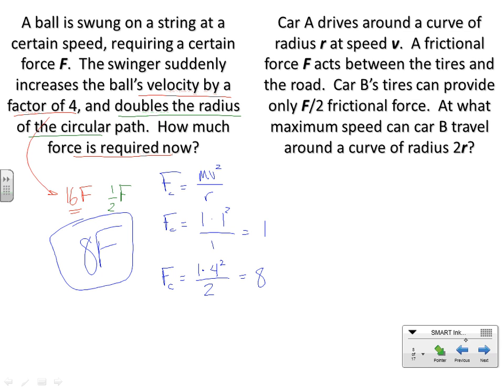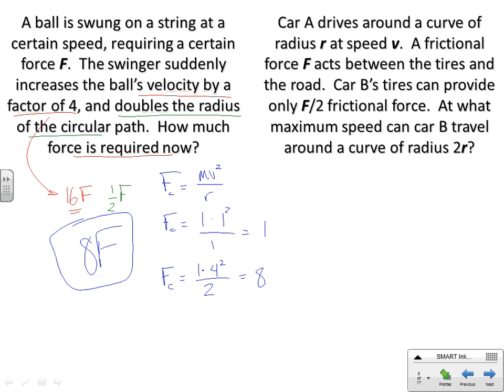Car A drives around a curve of radius r at speed v. Frictional force F allows it to do that. Car B's tires can provide only half that force. At what maximum speed can car B travel around a curve of radius 2r? Oh boy. So at what speed? So I guess we can do this, right?